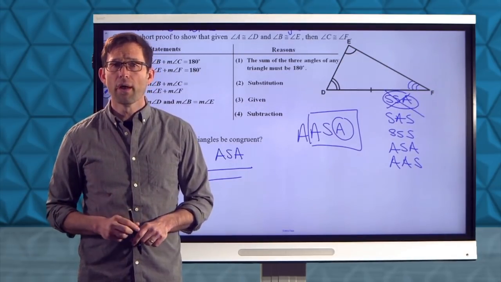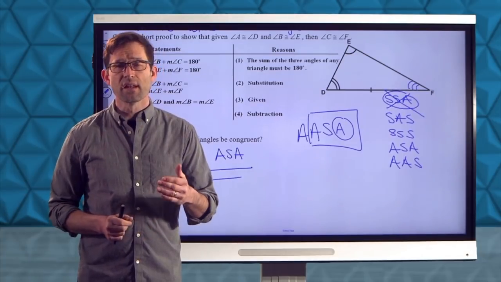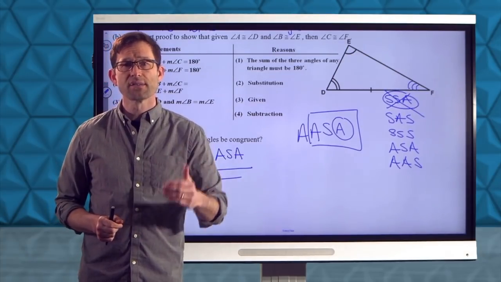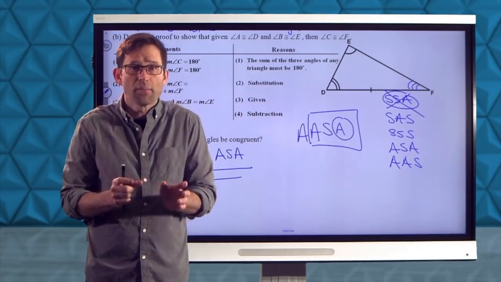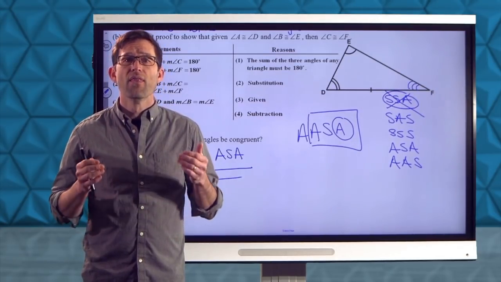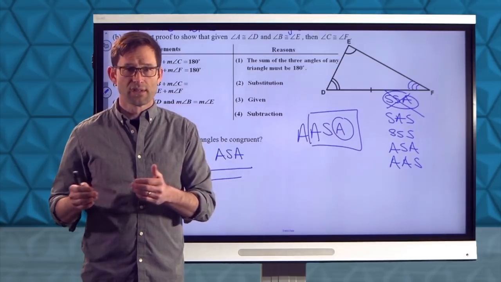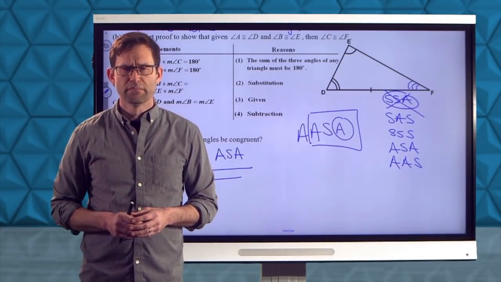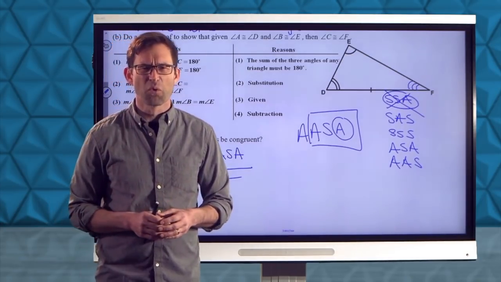What I need you to take from this exercise is that if you have an angle, angle, side scenario, i.e. the side is not between the two angles that you've proven congruent, then you can still use it to justify that the triangles are congruent. Let's get into some more examples.